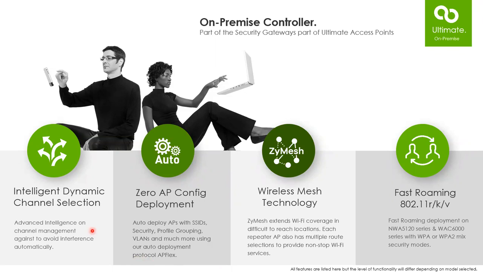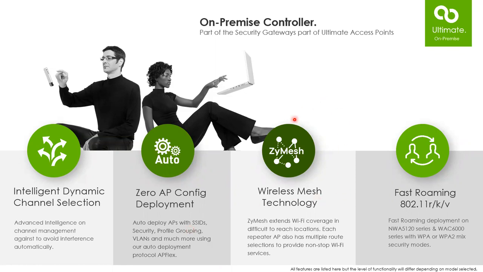So you get things here like intelligent dynamic channel selection, where the controller decides which AP uses which channel. When you plug in the device and activate the controller on the network, the AP will automatically find the controller, put itself into controller mode, and get its configuration from the controller.